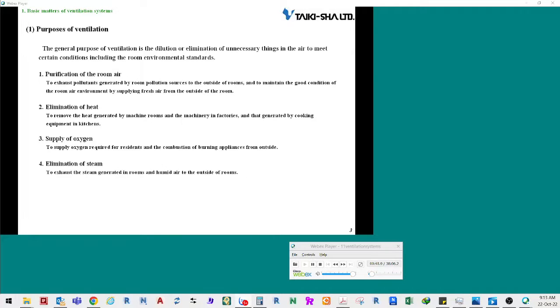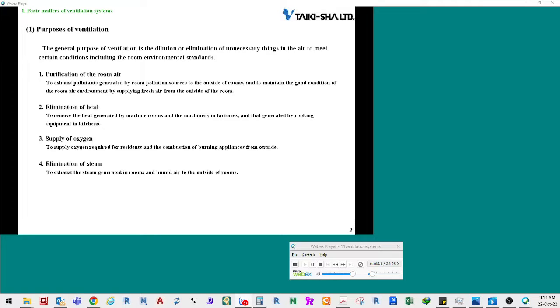Introduction. 1. Purposes of ventilation. The general purpose of ventilation is the dilution or elimination of unnecessary things in the air to meet certain conditions, including the room environmental standards. Particularly, the following purposes are included.